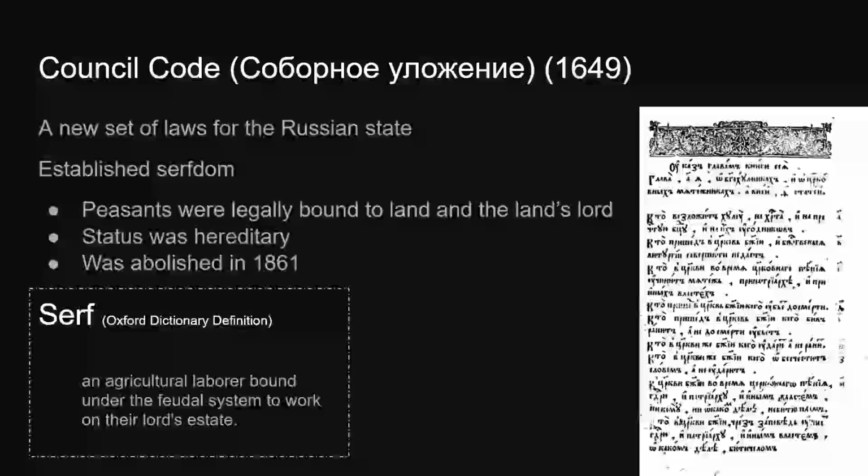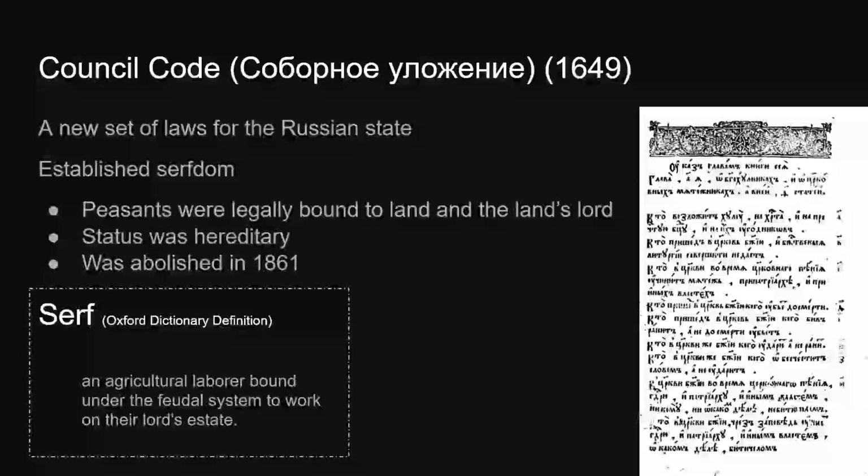The Council Code, Sobornoye Uloženie, was instituted under Alexis Romanov, which, besides being a set of new laws, also established the legal practice of serfdom. Serfdom was not quite like slavery, as serfs had their own freedoms, and serfs were instead bound to land rather than being owned by a specific person. It was more like some form of indentured servitude.